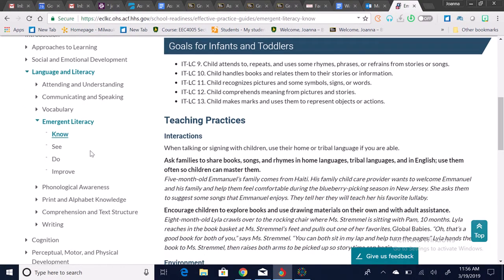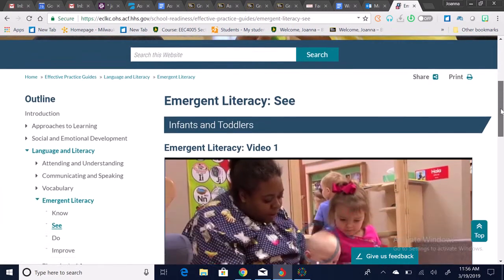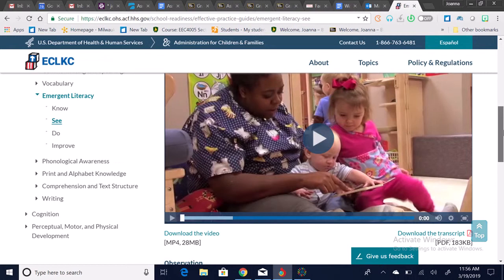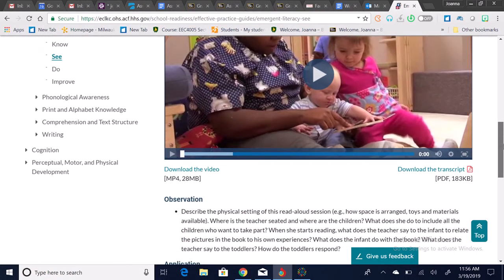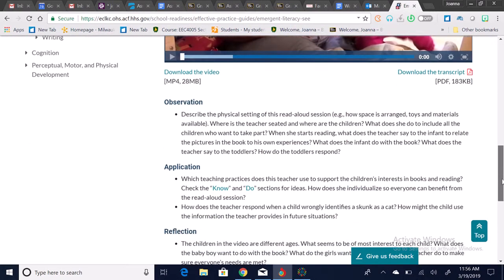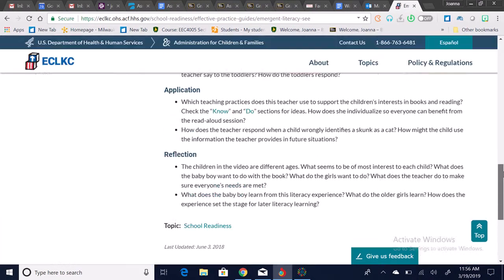So then if we move into the see, we have some videos, right? So there are videos about what this looks like. So you can see there's a video here of a teacher reading to an infant and an older child, and how that caregiver is allowing the child to interact with the book. Right? And so then there's also some additional information to really help you to think about what you observed and what you saw.